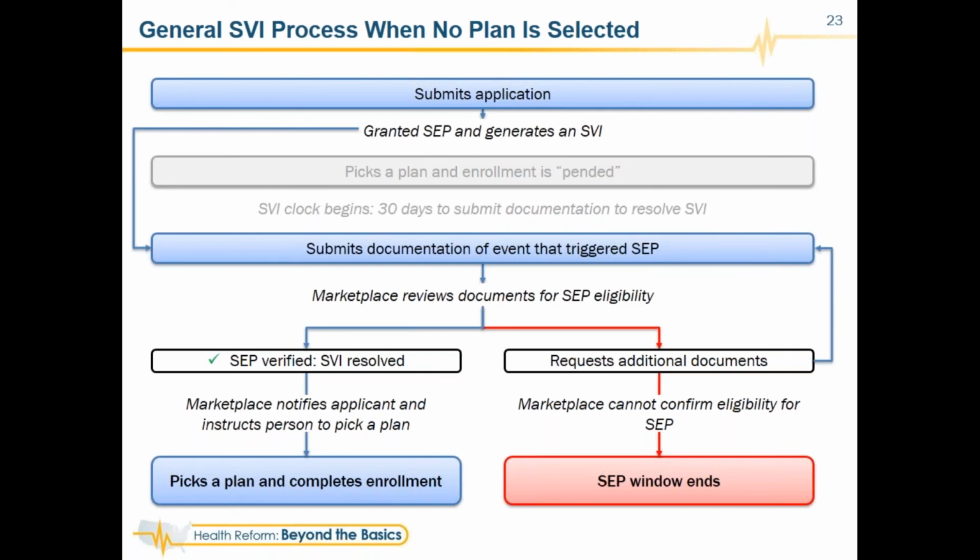If ultimately the marketplace can't verify eligibility when the SEP window runs out, so here we're talking about the SEP window, usually 60 days after the triggering event, that person will lose the SEP eligibility if that window runs out and no plan's been selected and SBI hasn't been completed.